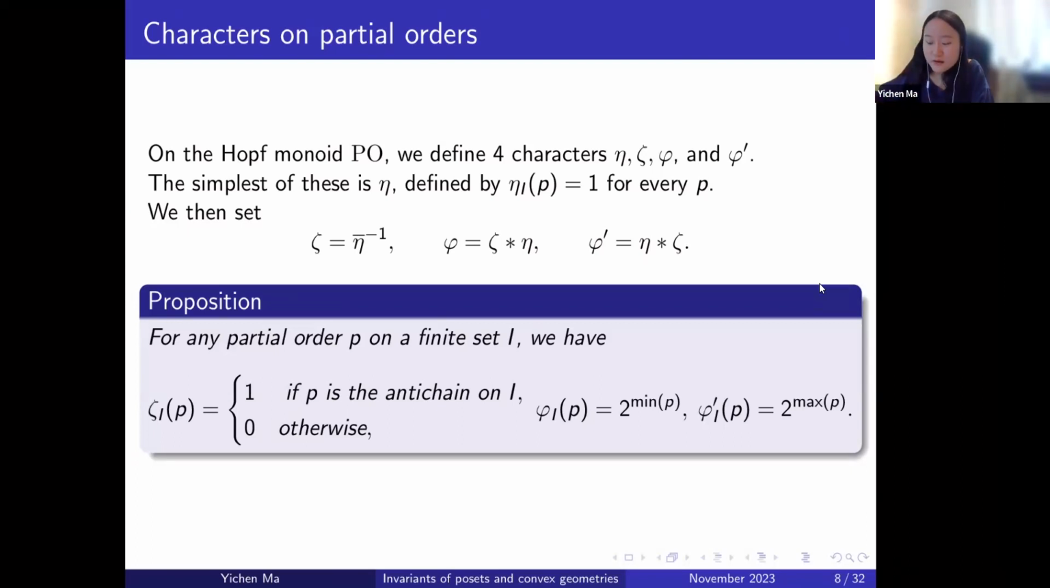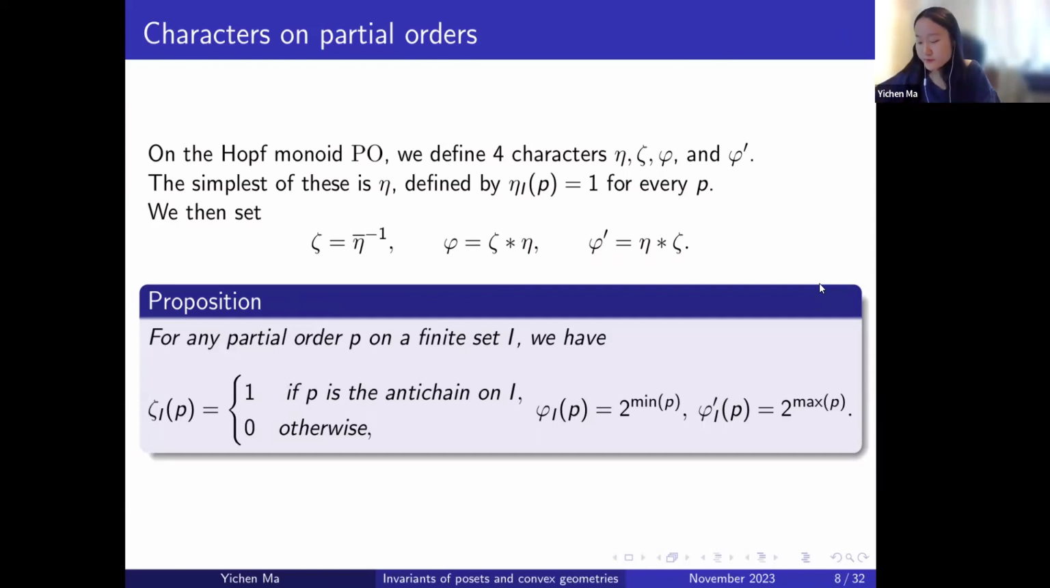So on this Hopf monoid of partial orders, we can define four characters: eta, zeta, phi, phi bar, and phi prime. The simplest is eta, for which we just send every basis element to 1. Then we're able to determine the convolution inverse of eta bar, which we call zeta, and we let phi be zeta composed with eta, and phi bar, phi prime be the eta composed with zeta. And then all of them have nice combinatorial descriptions.